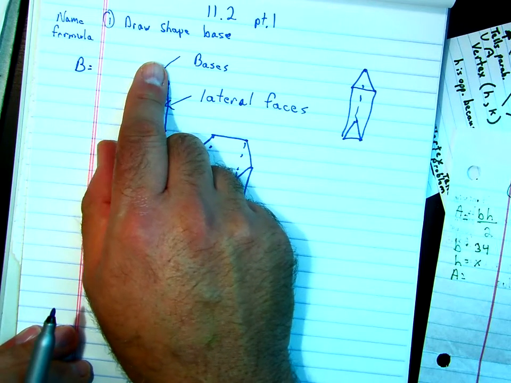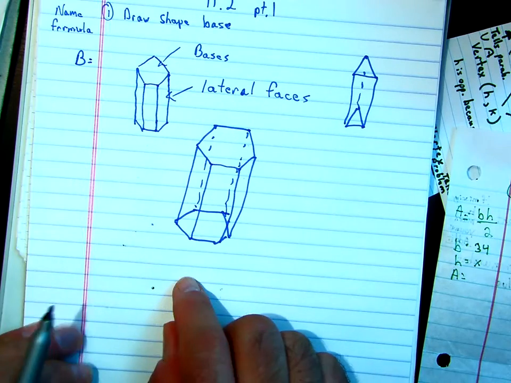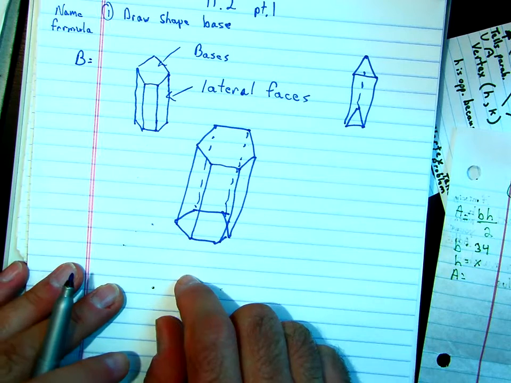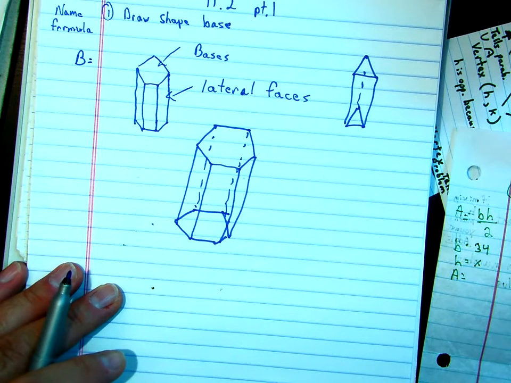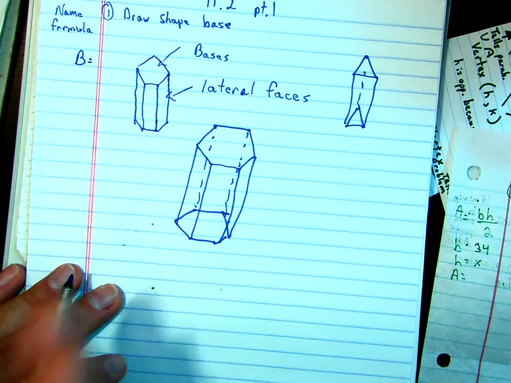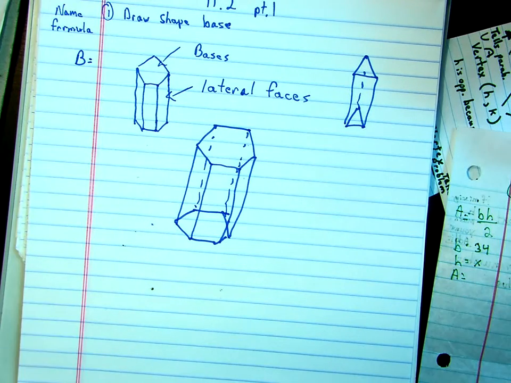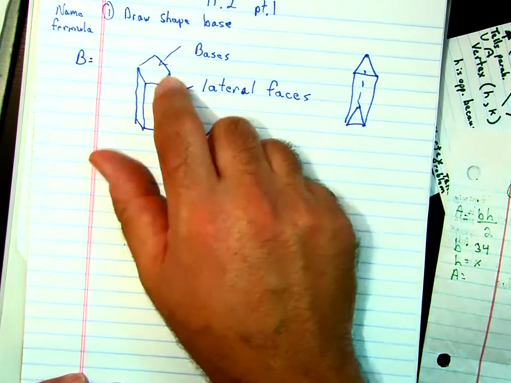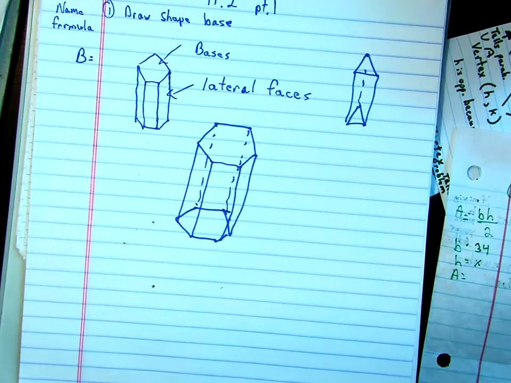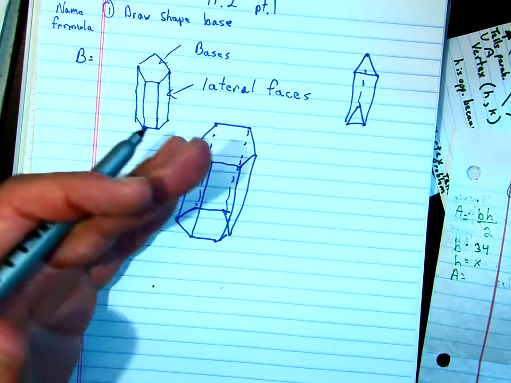There's a difference between big B and little b, so you got to pay attention to your capitals. A little b is the base of your shape. You know, like base times height? The little b stands for base of your shape. The big B stands for the area of your base. Okay, so you got to be really careful. They do have two different meanings. And of course, these are all called prisms.